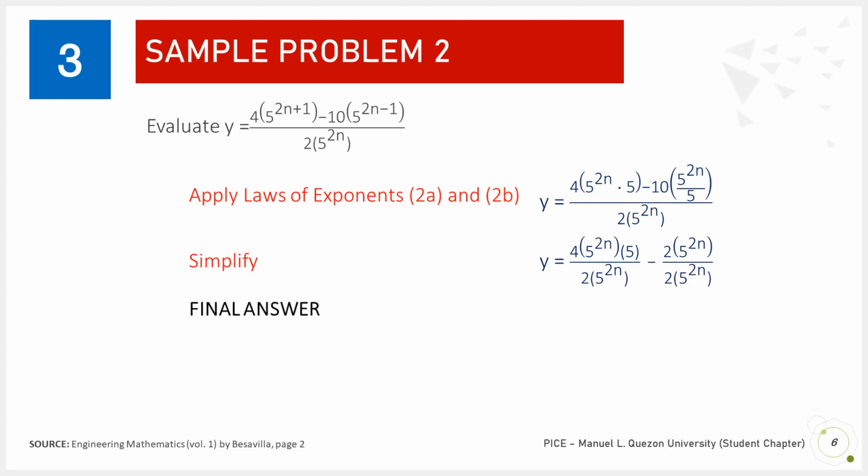And then, we simplify this further. As you can see, sa first fraction natin, meron tayong common term sa numerator at sa denominator na 5 raised to 2n. So we can cancel that out. As well as dito sa second fraction natin, actually, similar yung numerator at denominator. So that is simply equal to 1. So ang kalalabasan is y is equal to 10.